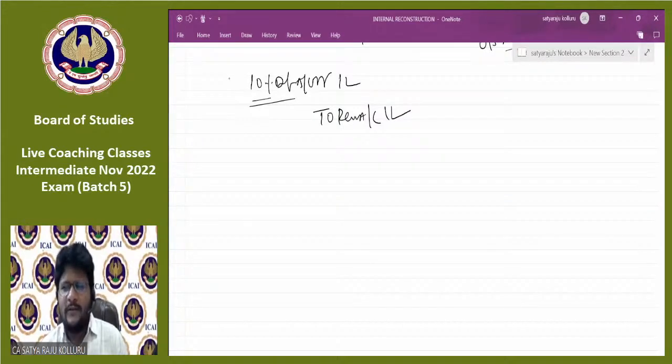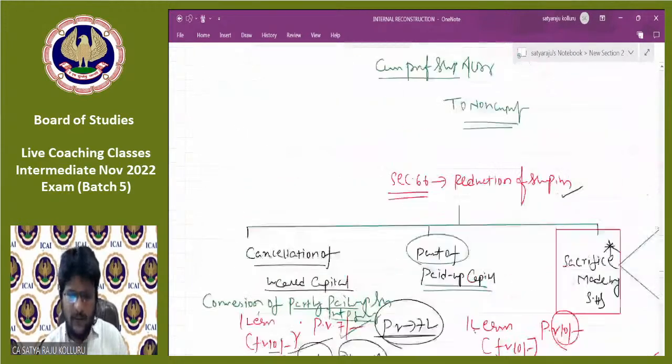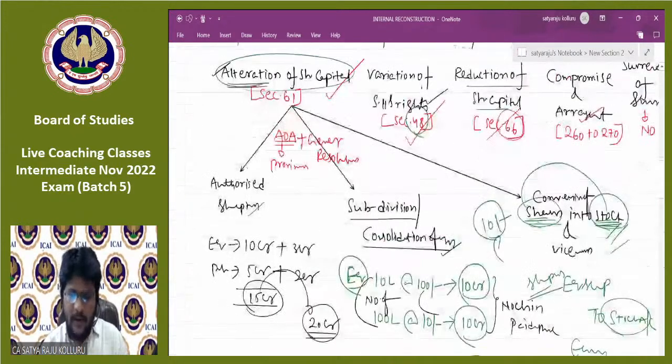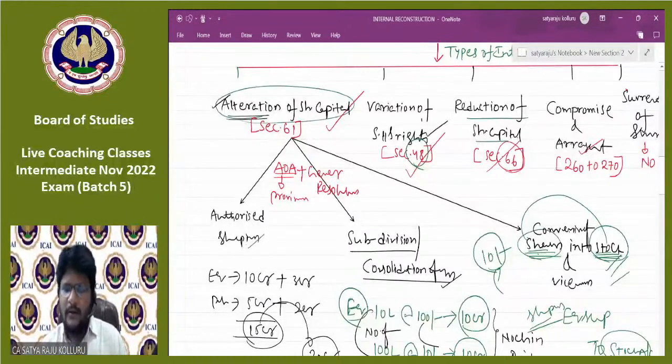There are very remote chances of getting things from alteration of share capital and variation of shareholders' rights. Somewhat you can see questions from reduction of share capital, maybe 1 or 2 points, especially reduction happened through sacrifice made by the shareholders. And all the remaining adjustments given in the question are from compromise and arrangement only. So that's why I want to take much more time to elaborate the concept in a deeper way.